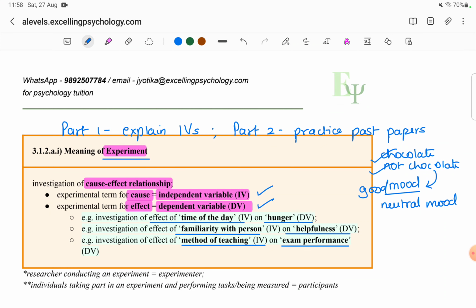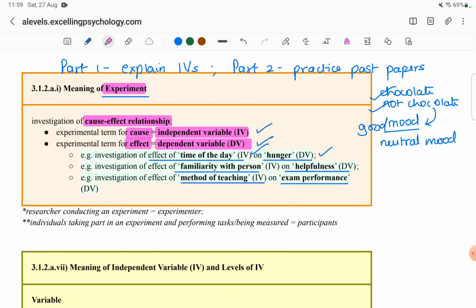All these studies are experiments, and as you can clearly see, not because they are conducted in a laboratory, but because there is some cause or an independent variable in each of these studies, and an effect or the dependent variable in each. Okay, so I hope you're clear with what an experiment is now.